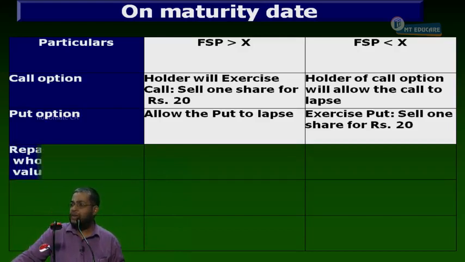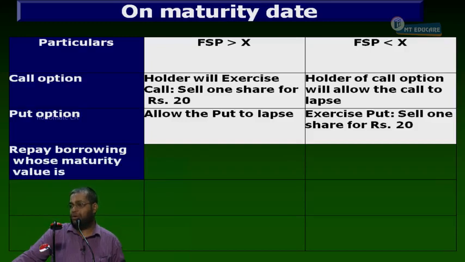Yes or no? Now, next is repay borrowing whose maturity value is. I have to repay borrowing or not? Repay borrowing whose maturity value is. Tell me how much I borrowed. So how much I borrowed? 19 rupees. For how many months here? 3 months. 19 rupees, 3 months.